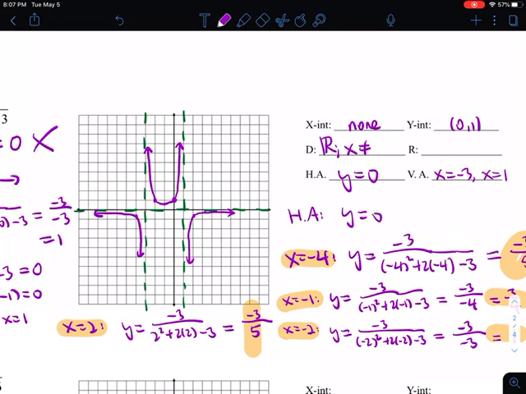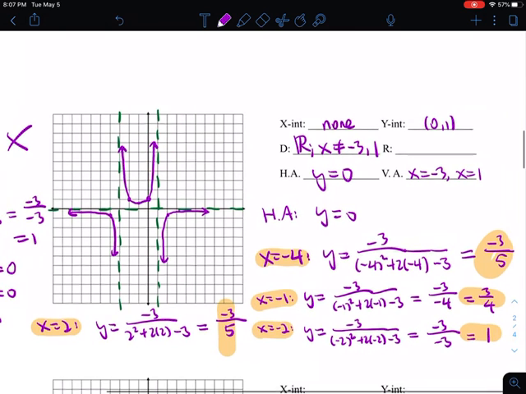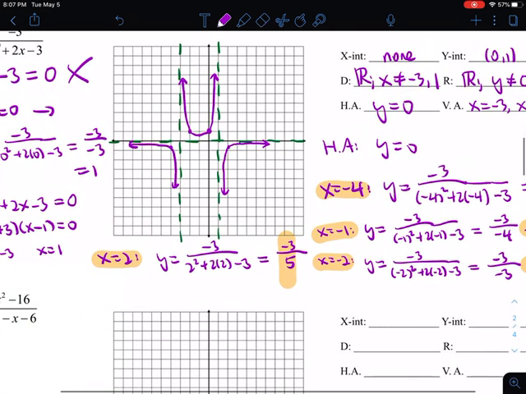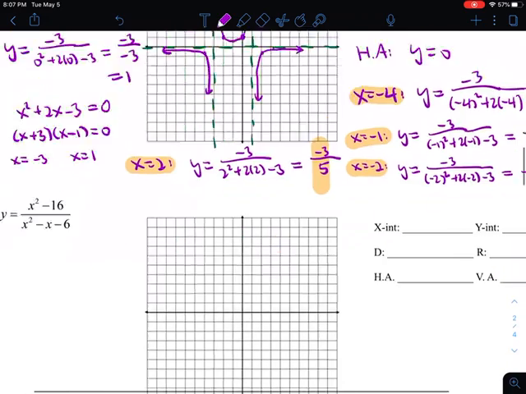Domain, x is all real numbers, except x cannot be negative 3 and 1, because we have 2 asymptotes in this case. How about my range? All real numbers, except y cannot be 0, because that's my horizontal asymptote.